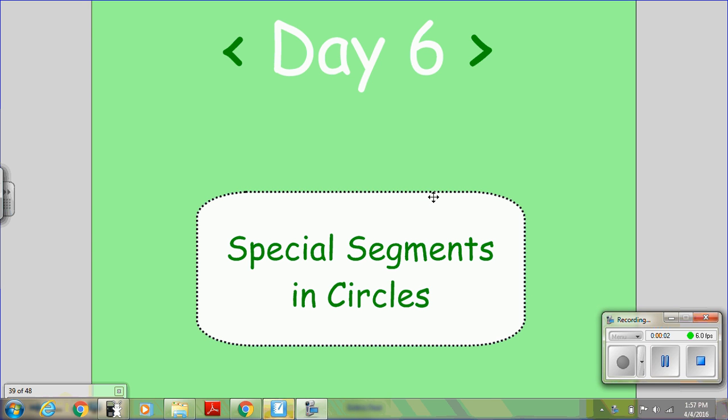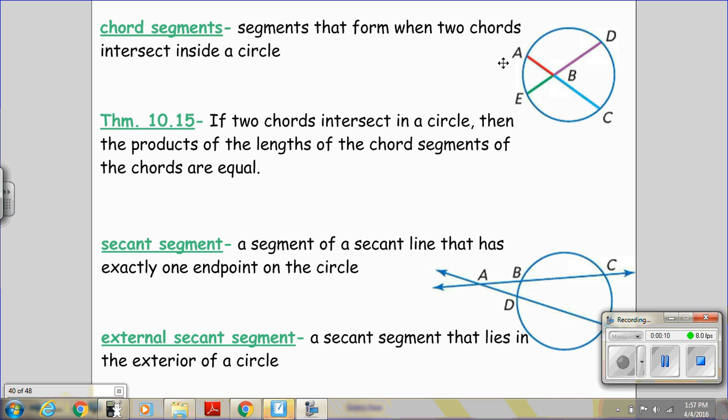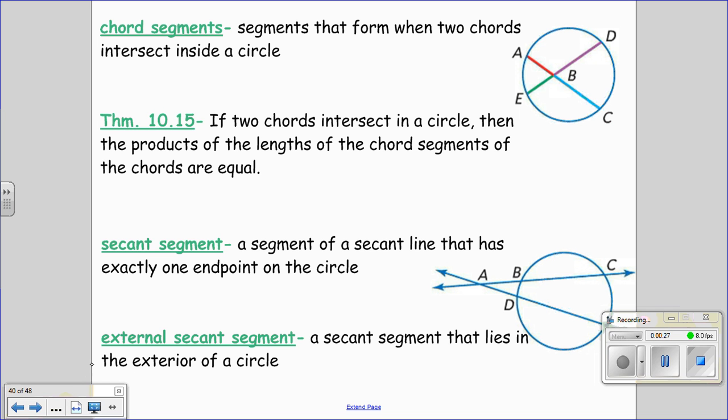Unit 10, Day 6 Notes. Today we're going to talk about special segments in circles. Chord segments. Chord segments are segments that form when two chords intersect inside a circle. So looking at my circle on the right, the two chord segments would be segment AC and segment ED.